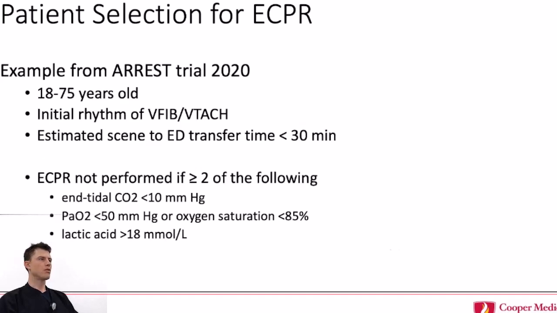Just to give you an example of patients that go on eCPR, so those in cardiac arrest who end up getting cannulated for VA ECMO. There's a trial in 2020 called the ARREST trial. They enrolled patients that were 18 to 75 years old. Their initial rhythm was VFib or VTach, and they were out-of-hospital arrests with a transfer time of less than 30 minutes to the ED. They didn't put people on if they had criteria suggesting they had progressed too far in their cardiac arrest, so an end-tidal CO2 less than 10, a lactate greater than 18, or extremely poor oxygenation, just as part of their criteria for the trial.